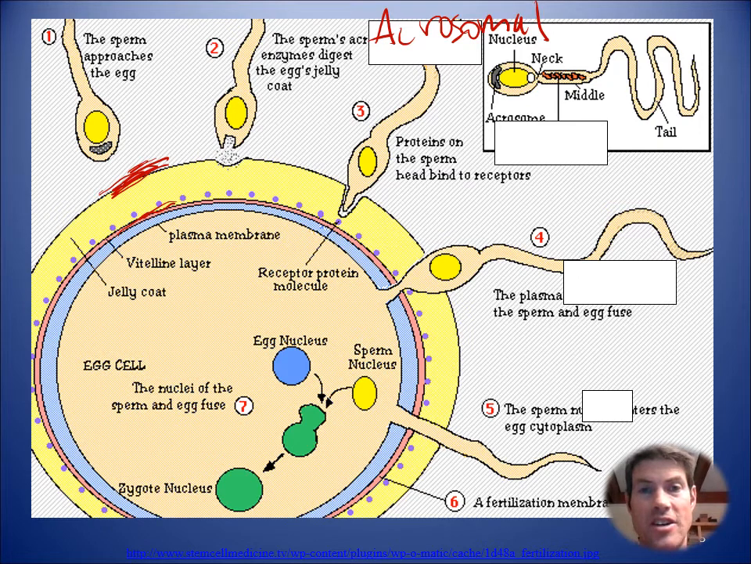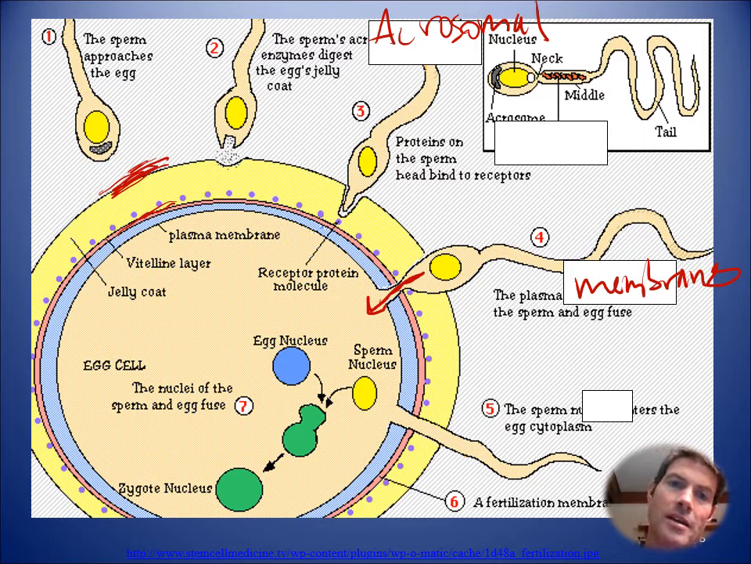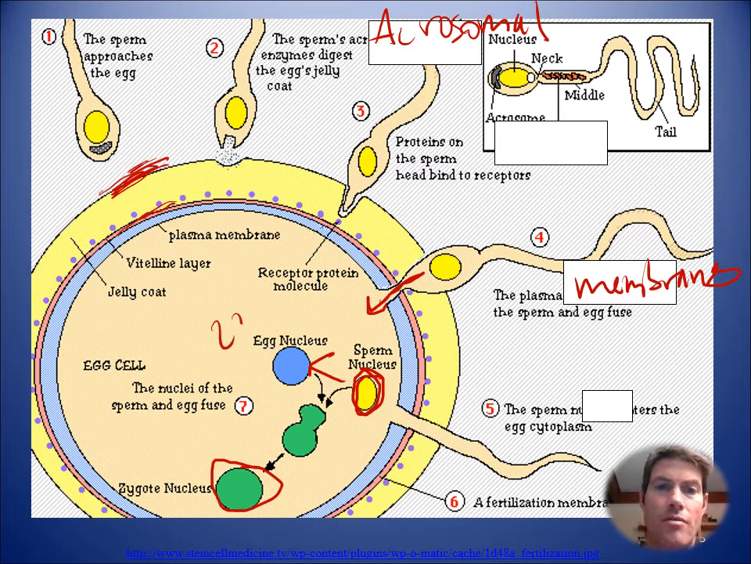So the proteins are getting eaten and eaten and eaten, and once the sperm gets down to the membrane, the plasma membranes fuse. They fuse together. So what does that create? A nice little opening for the nucleus of the sperm to come in, join with the nucleus of the egg, and therefore go from 23 and 23 to 46.